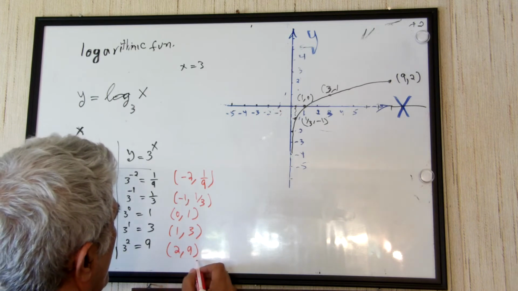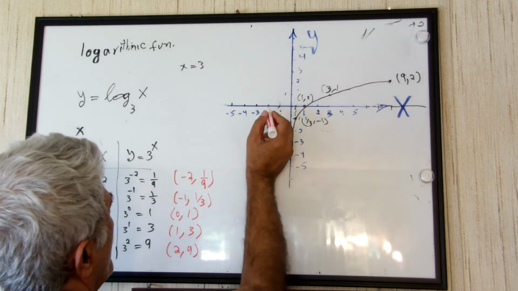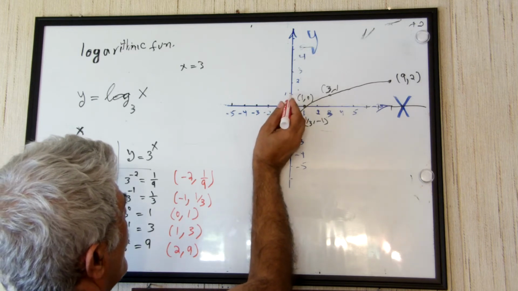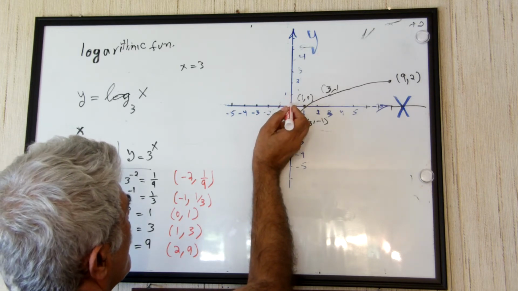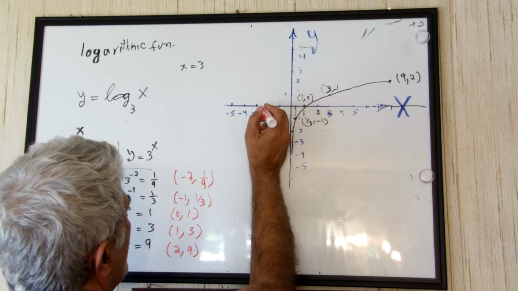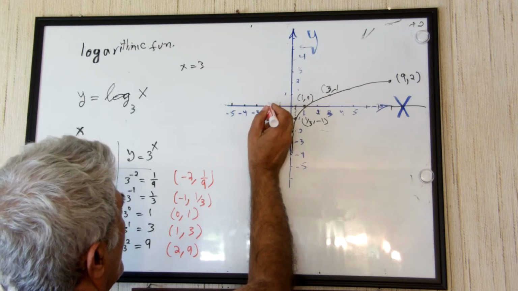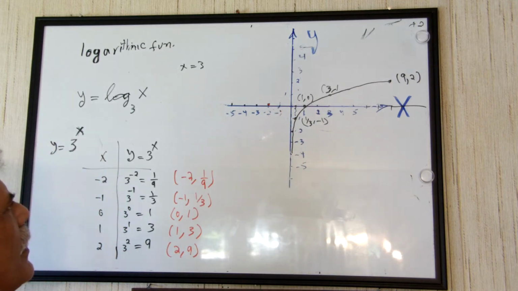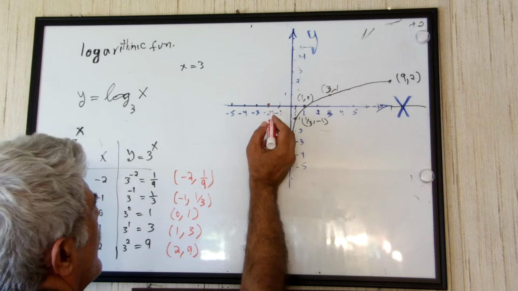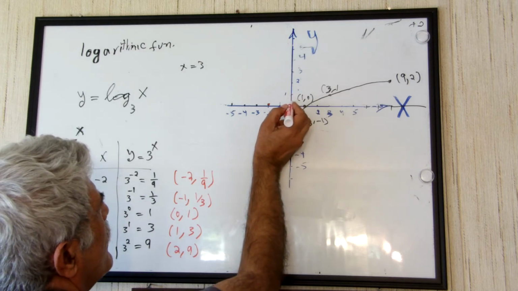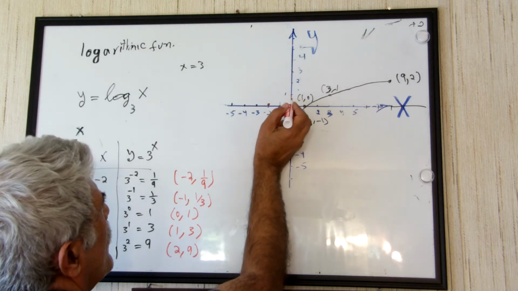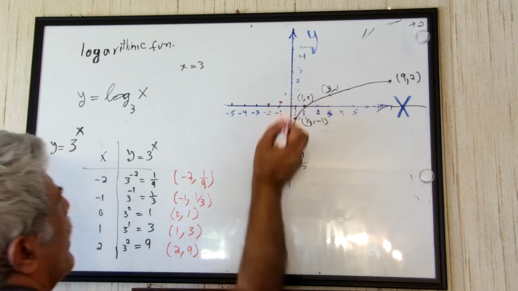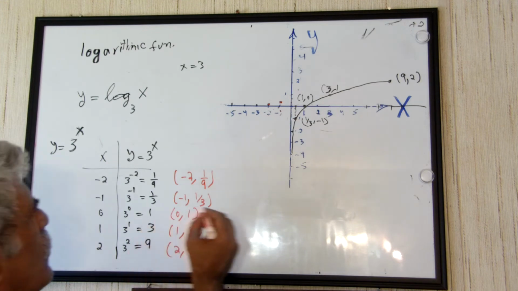We start from here. Minus 2, we have 1/9, almost 1/10 of it, it's going to be here. Okay, and then we have minus 1 is 1/3. This one, if you divide it by 3, is going to be 1/3. It's going to be a little bit more here, and then 0, 1.